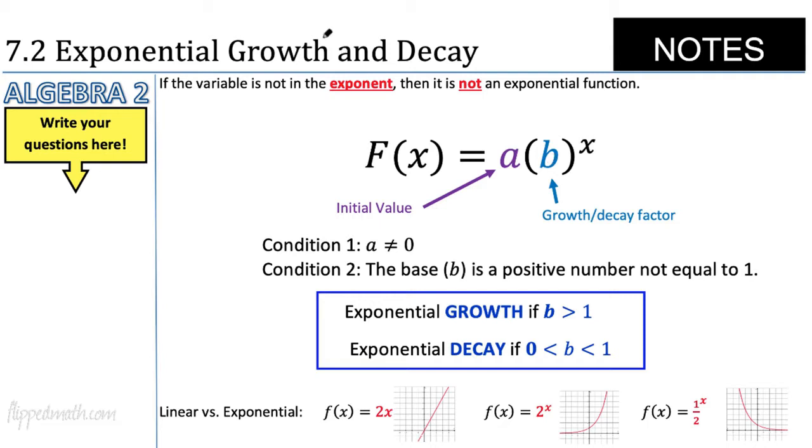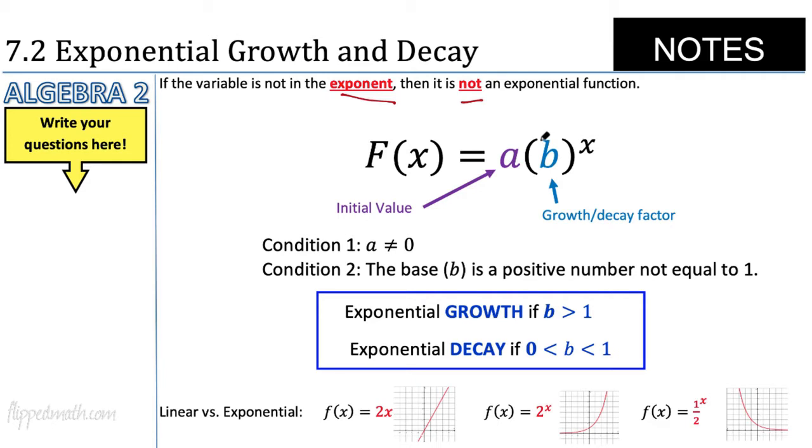Today's lesson is on exponential growth and decay. Now, all exponential functions, and we're going to look at a lot of them today, come in the same form. We have two numbers and one of them is being raised to an exponent. So if the variable is not in the exponent, then it is not an exponential function. That x has to be an exponent.